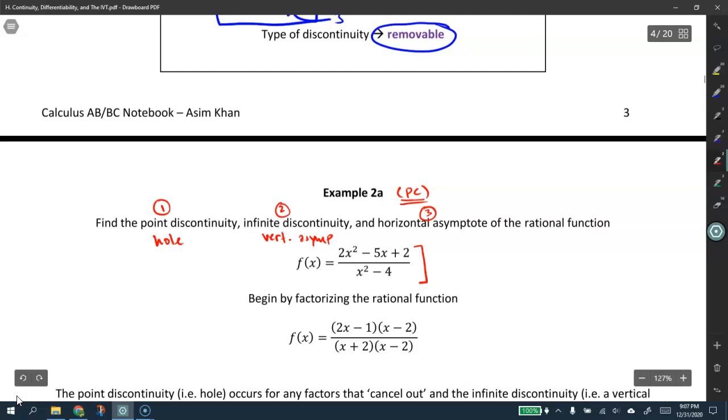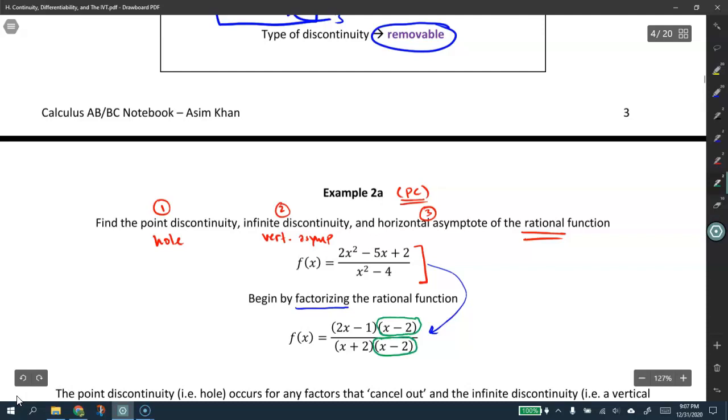I have a rational function, so these are called rational functions. f(x) is equal to 2x squared minus 5x plus 2, divided by x squared minus 4. One of the first things that you want to do with it is factorize the rational function. What you see below it is basically its factorized version of the same exact function. Now notice a few things about this factorized version: there is a factor that says x minus 2, and there's another factor that says x minus 2.